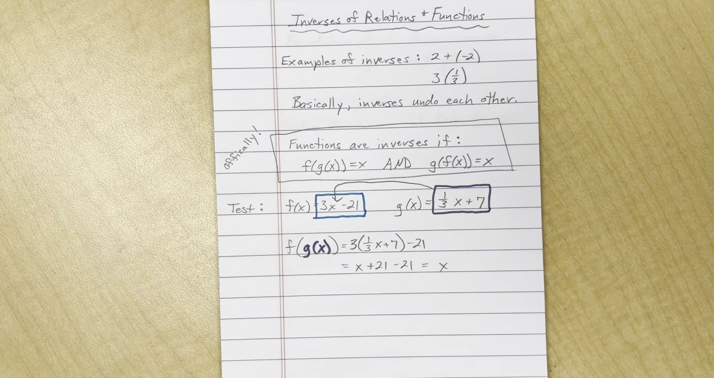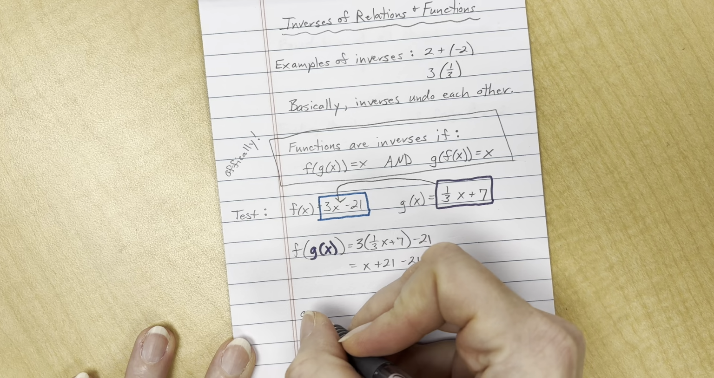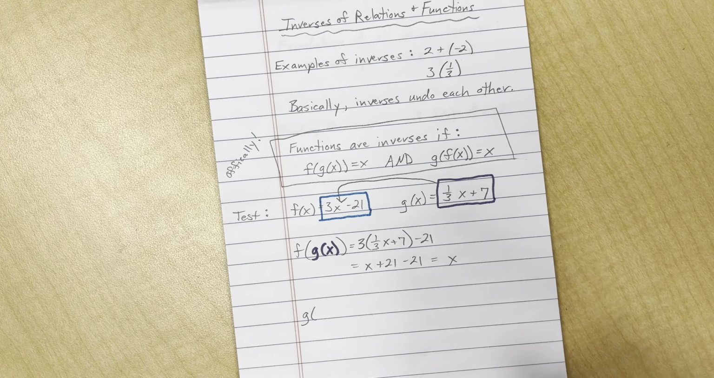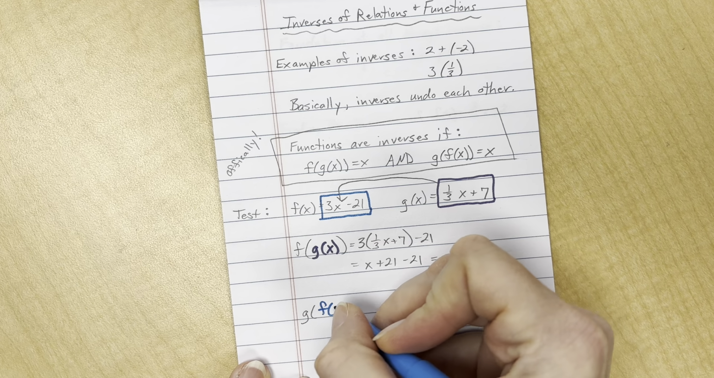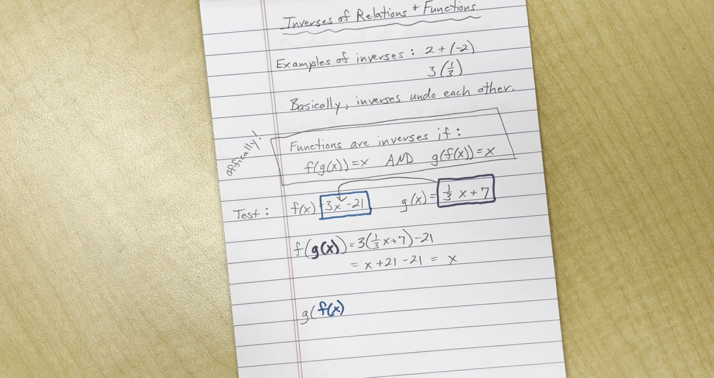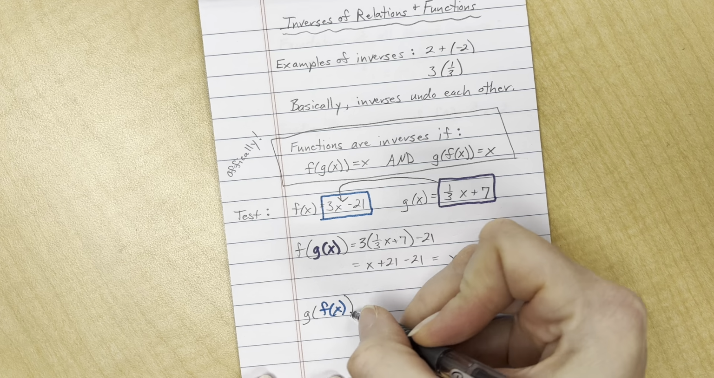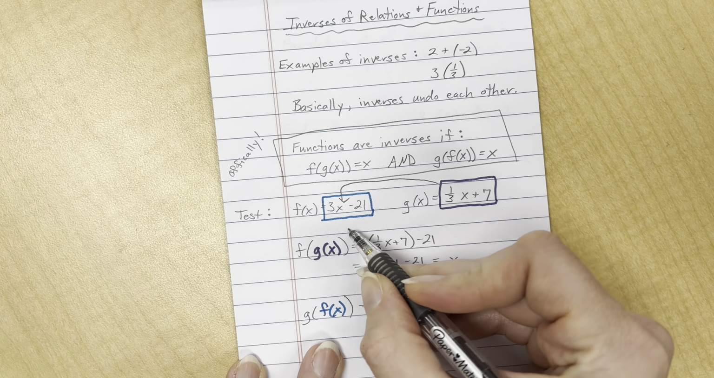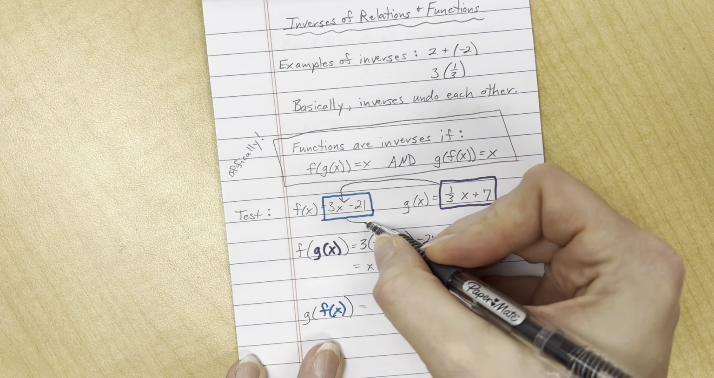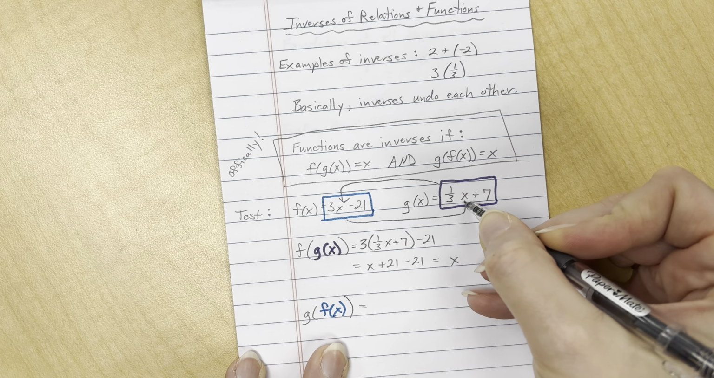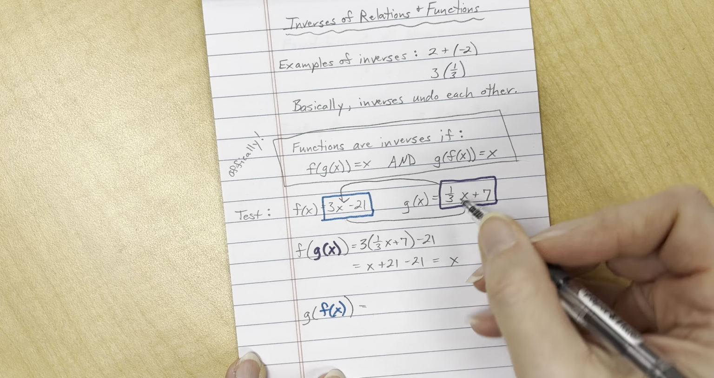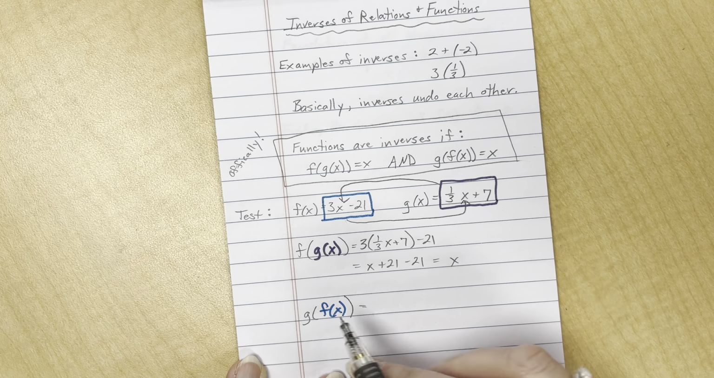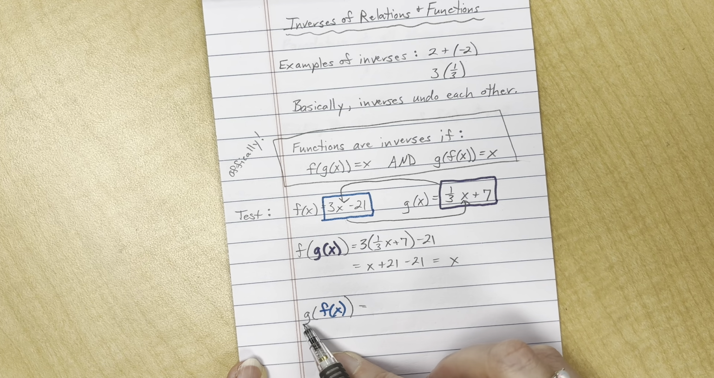So let's see if we can make it work the other way around. Here is g of f of x, excuse me. f of x is going to go right here. This time, we are plugging f of x into g of x. So in other words, this whole mess right here is going to go in place of the x, just like we did last time, but reversed.